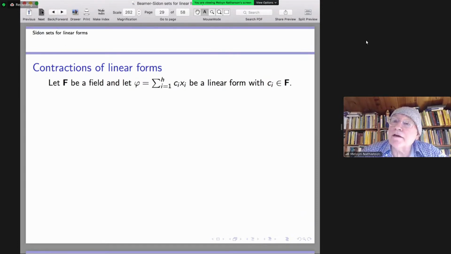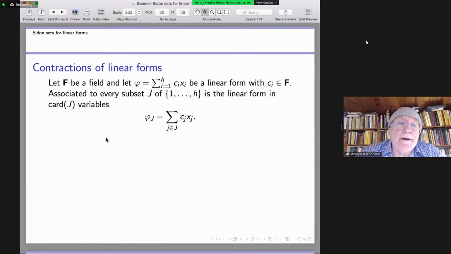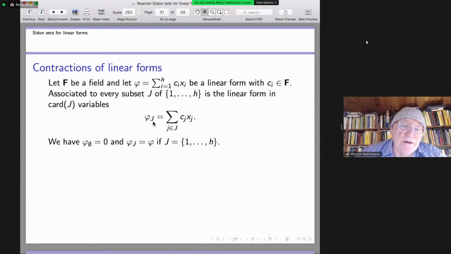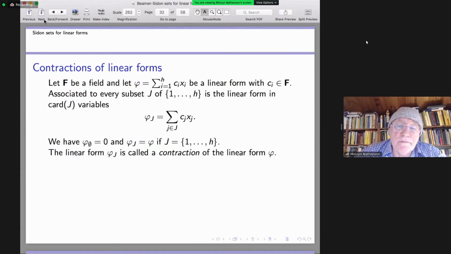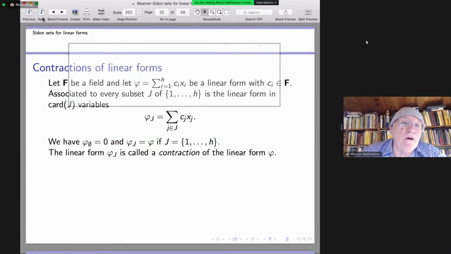So you take a linear form, and for every subset J of the index set 1 to h, you let phi_J just be the sum of c_j x_j, but just for the j's in the set capital J. So we're just looking at a partial sum of the form. If J is the empty set, this is 0, and if J is 1 through h, this is just the original form. So we call this a contraction of the form phi.